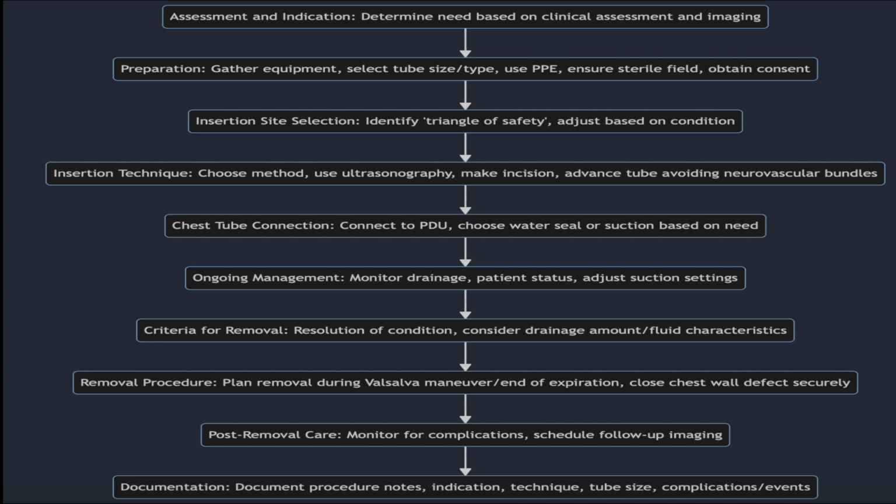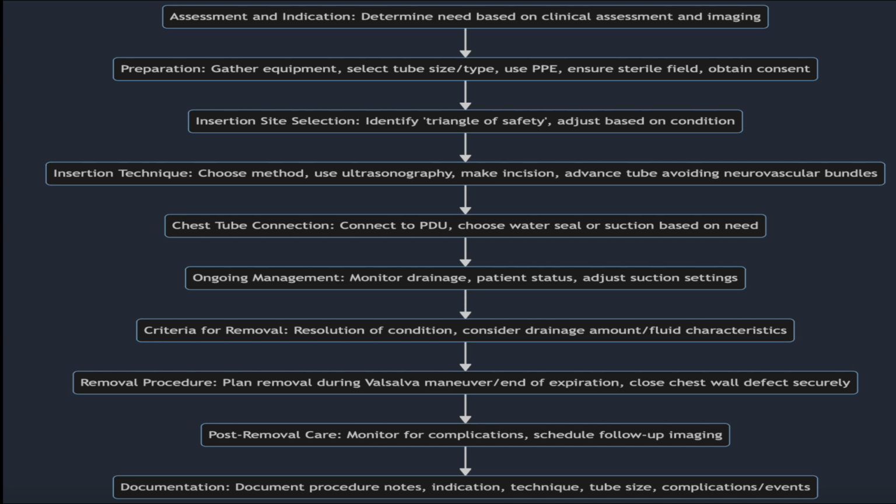For insertion, identify the triangle of safety and adjust based on the conditions or specific indications in that patient. Regarding the insertion technique, choose your method. Preferably use an ultrasound because it will help guide you. Make an incision, advance the tube, avoiding the neurovascular bundle. Go in a posterior apical direction always.